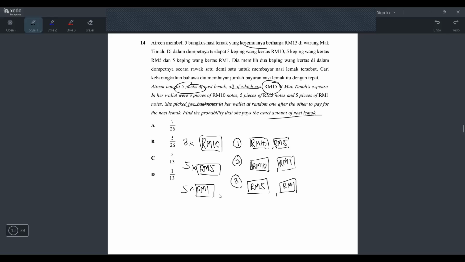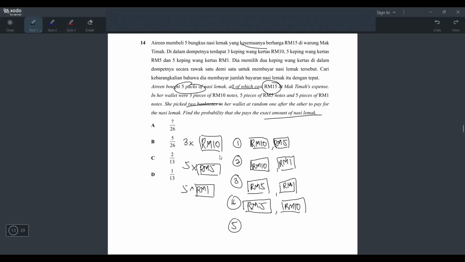Okay. And then what other possibilities? Then some student might say, hey, sir, what if RM5, RM10? Okay, 5 and 10 and 10 and 5 is the same thing, because when you add them up, you will get 15, right? So if you write 5, 10 also, the sum will be 15. But I think I have to consider also, because she picked 2 banknotes. I think they are not the same. I think I have to write it down. So RM5, RM10, even though they add up the same amount, I have to consider also.